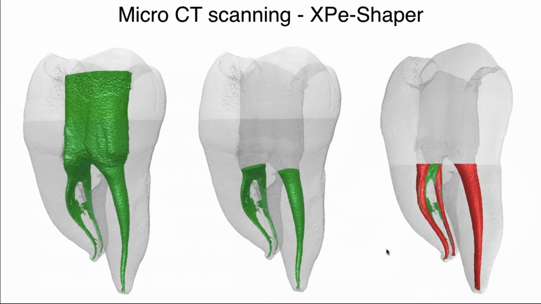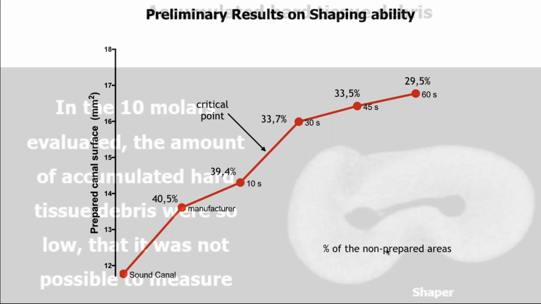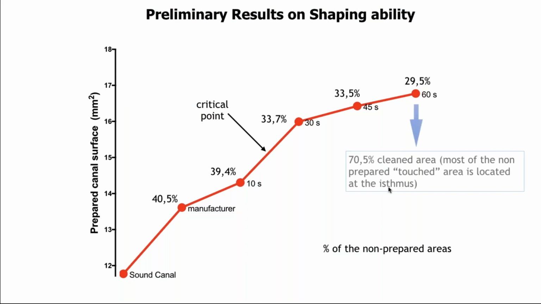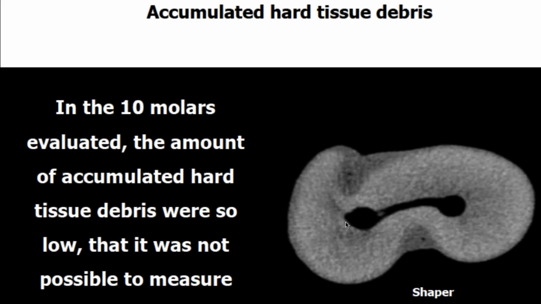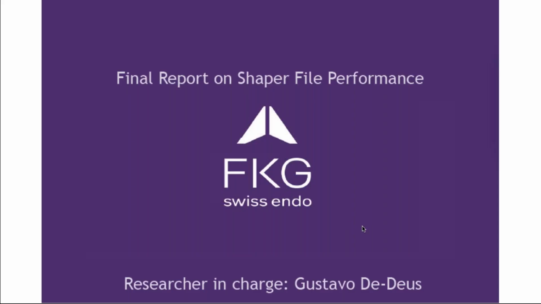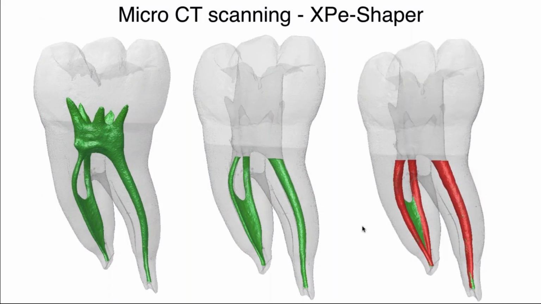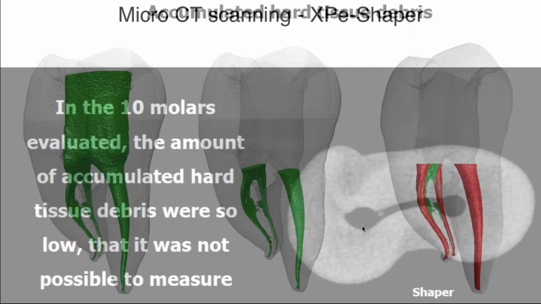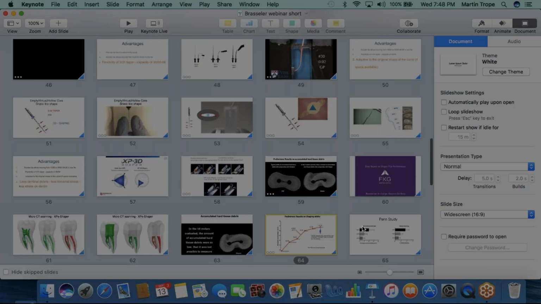Another canal. No debris. So what you see is almost 70% of the canal is touched. Remember before it was almost 80% was not touched? Here 70% of the canal is touched. And that includes the isthmus. If you take away the isthmus, about 89% is touched. So I'm just going to move through this quite quickly because I'm running out of time.